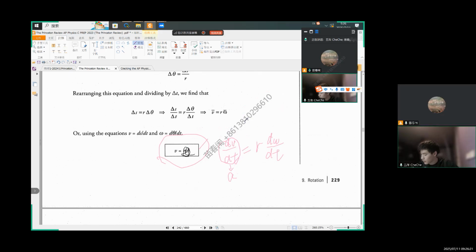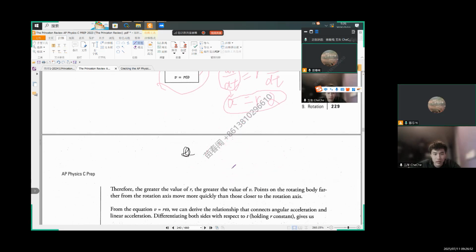About omega? Omega equals d theta over dt. That's velocity. So if you were to take the derivative, that would also be acceleration. Yeah, that's angular acceleration, because taking the derivative always makes you get acceleration from velocity. So with this in our hand, I think we can do some of the questions here.